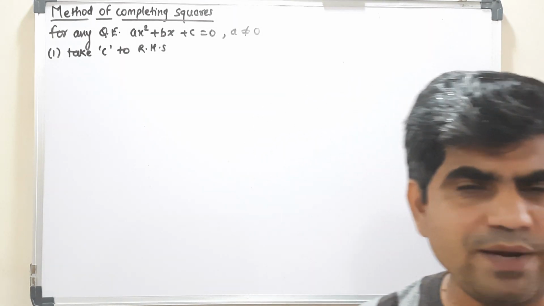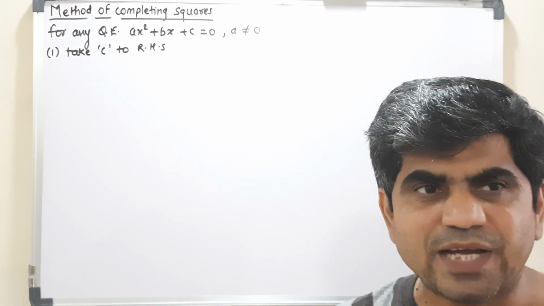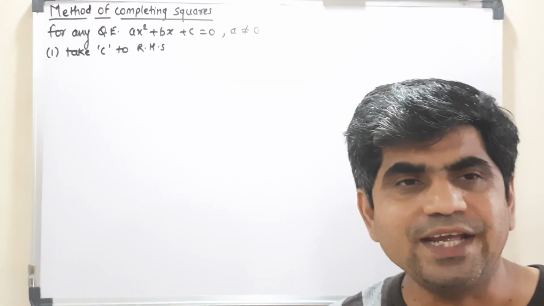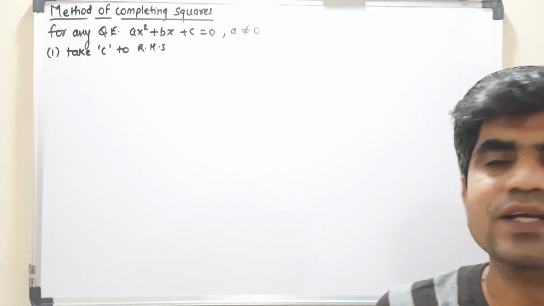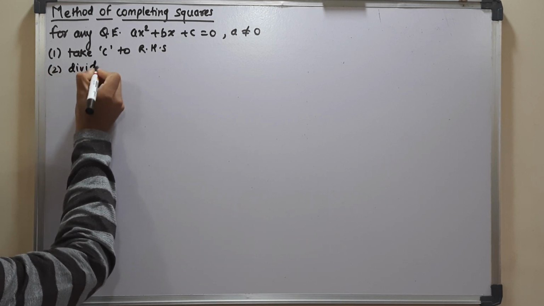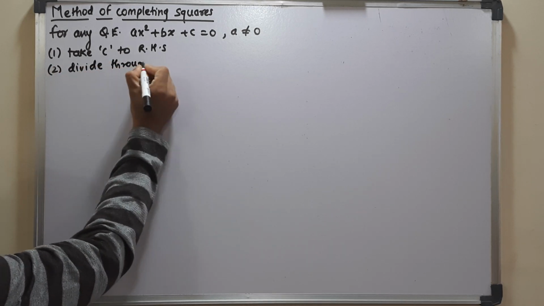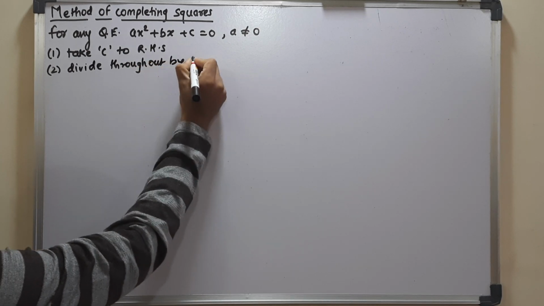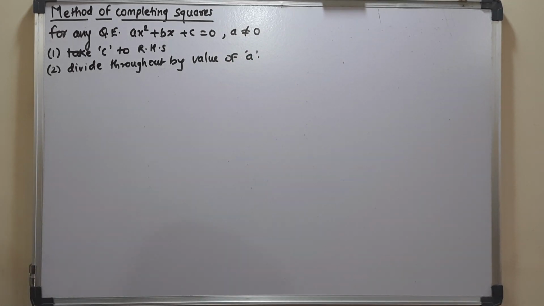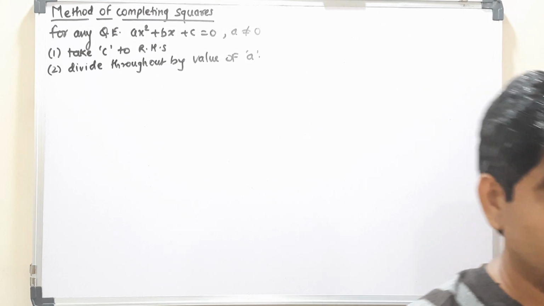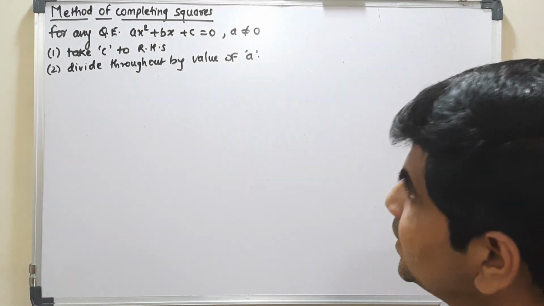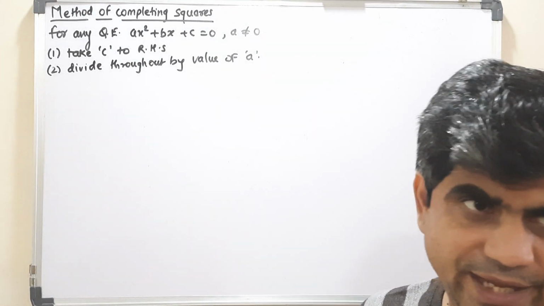Now the second step, which is very important, is that the coefficient of x square must become 1. That means you have to remove that a. To remove that a, you have to divide by a. So the second step is to divide throughout by the value of a. Whatever is the value of a, you divide it throughout. Step number 1 is take c to the right side, then divide throughout by the value of a.